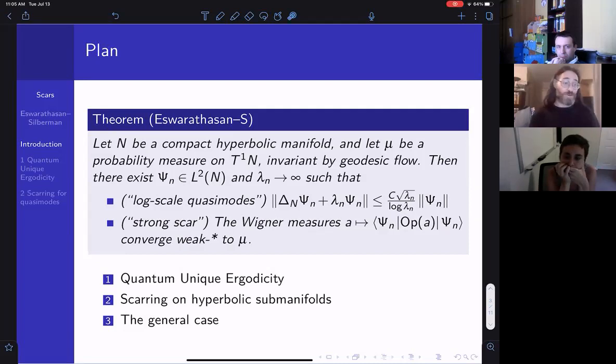Okay, so the goal of the talk, first of all, I'll explain why a result like this should be interesting, and then I will discuss the main technical part of the proof, which is how to do this on hyperbolic submanifolds, and then I'll briefly mention the diagonal argument that gets you from hyperbolic submanifolds to a generally invariant measure.